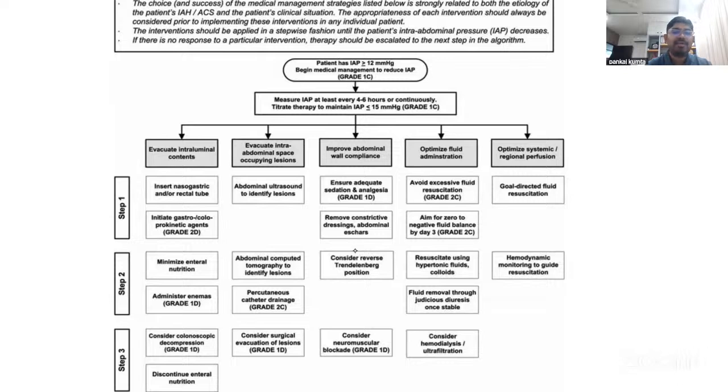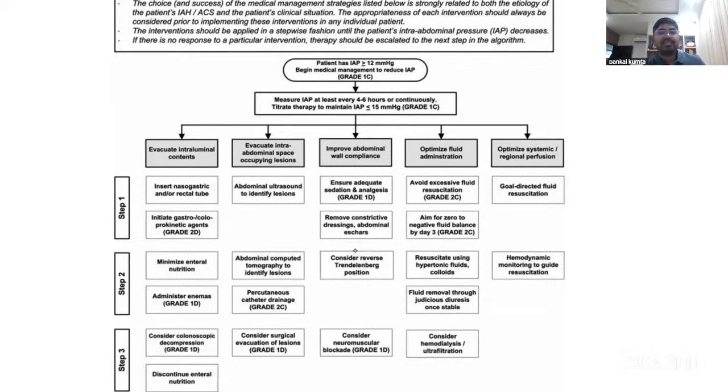Next, evacuate the intra-abdominal space, and any space-occupying lesions, like any collections or any effusions, you need to reduce it, especially in ascites or hemoperitoneum, you need to drain it. Improve abdominal wall compliance. So anything outside the abdomen, like any constrictive dressing, abdominal eschars, you might even consider reverse Trendelenburg position. And at times even neuromuscular blockade may be needed.